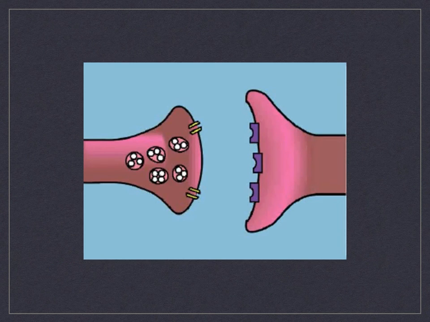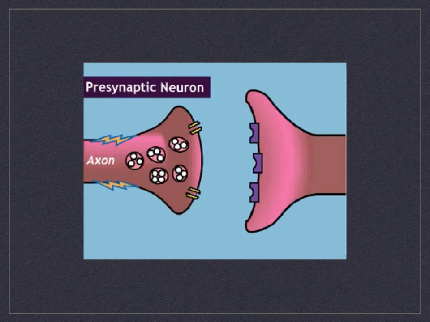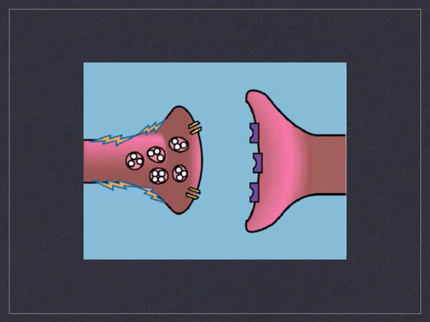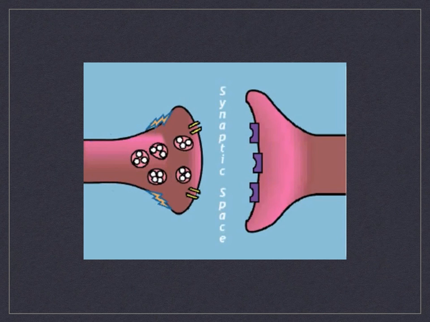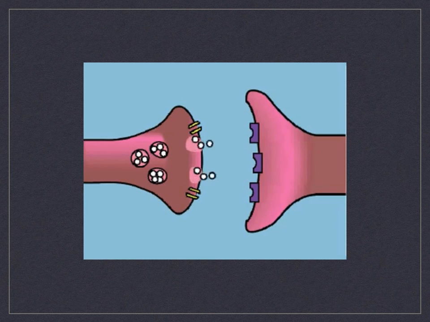Communication between two neurons begins when an electrical impulse called an action potential travels along the axon of a presynaptic neuron toward the axon terminal. The action potential cannot cross the synaptic space. When it reaches the axon terminal, it causes membranous sacs called vesicles to move toward the membrane of the axon terminal. The membrane of the vesicle fuses with the membrane of the axon terminal, enabling the vesicle to release its contents into the synaptic space. The molecules released from the vesicles are chemicals called neurotransmitters.